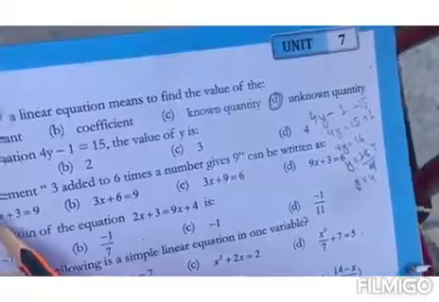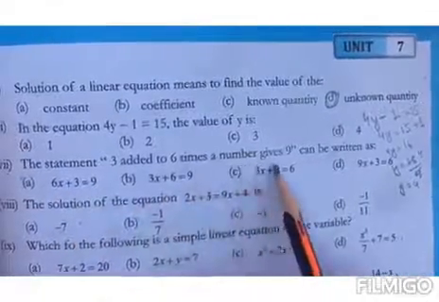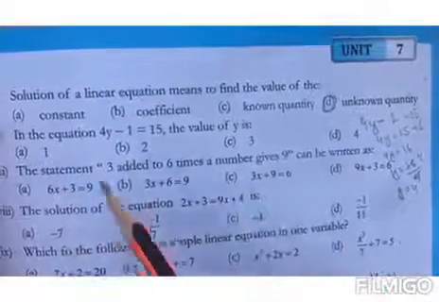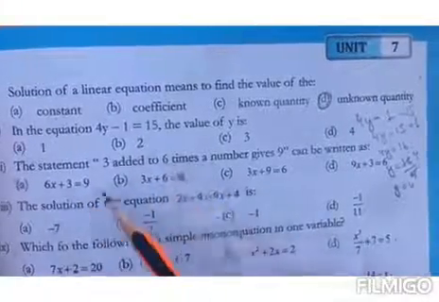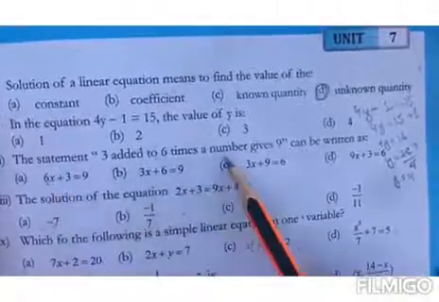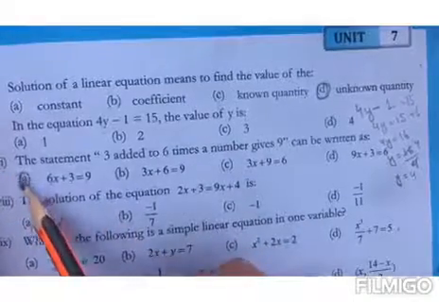Number 7 says the statement 3 added to 6 times a number gives 9 can be written as, you have to translate this in the mathematical form. 3 added, that means it will be plus 3. 6 times, a number will be multiplied, so it is 6 here multiplying, gives 9, is equal to 9. So we can say that option A is the correct option.